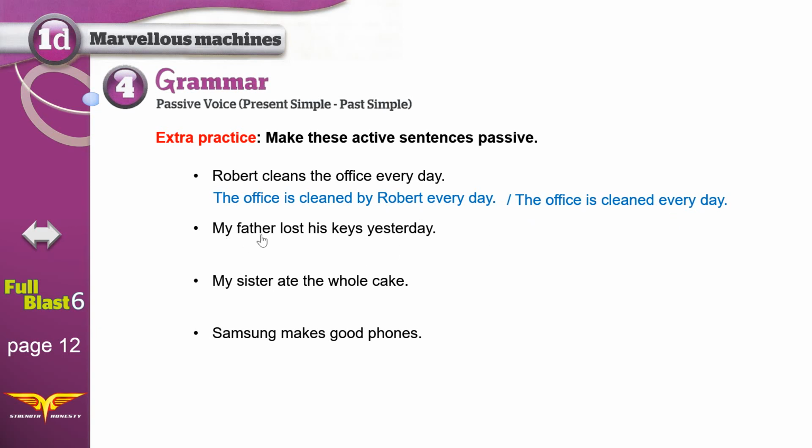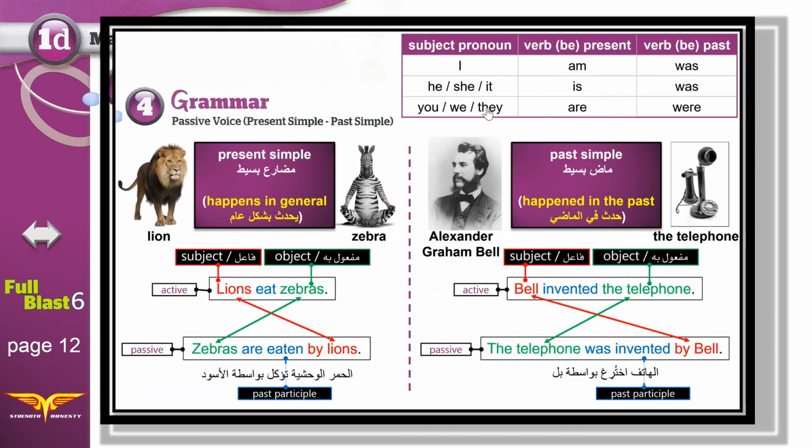2. My father lost his keys yesterday. Where is the verb? The verb is lost. Lost is the past of lose, so we are using past simple here. We will use the same thing, except that we will use were. Why? We are talking about keys. Keys, they. They, keys, use were.